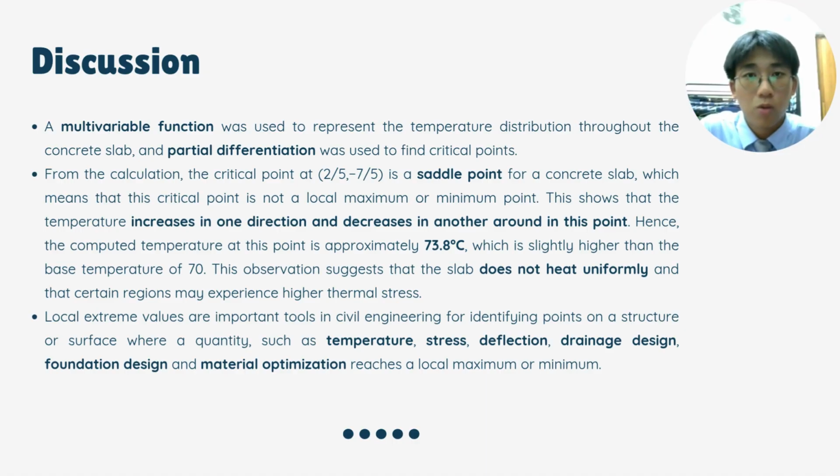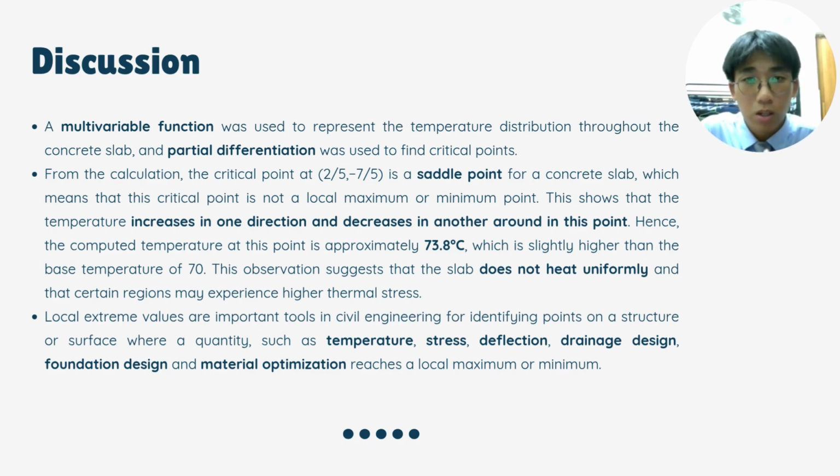For the discussion part, we used a multivariable function to represent our temperature distribution, and we used partial differentiation to find our critical point. From the critical point, we can determine whether it is a saddle point, local maximum, or local minimum. From this calculation, we know that our critical point, (2/5, -7/5), is a saddle point and not a local maximum or local minimum for this concrete slab. So this indicates that the temperature increases in one direction and decreases in another direction.